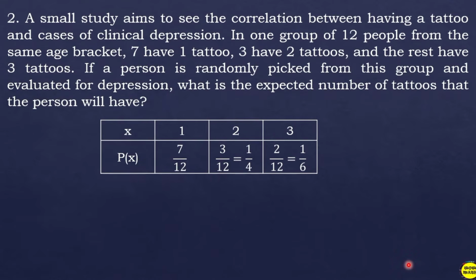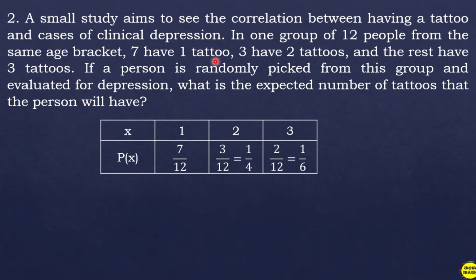Next. For question number 2, a small study aims to see the correlation between having a tattoo and cases of clinical depression. So, in one group of 12 people from the same age bracket, 7 have 1 tattoo, 3 have 2 tattoos, and the rest have 3 tattoos. If a person is randomly picked from this group and evaluated for depression, what is the expected number of tattoos that the person will have? So, ito yung table natin. Ito yung probability distribution natin.